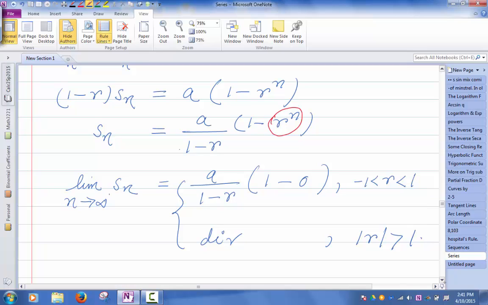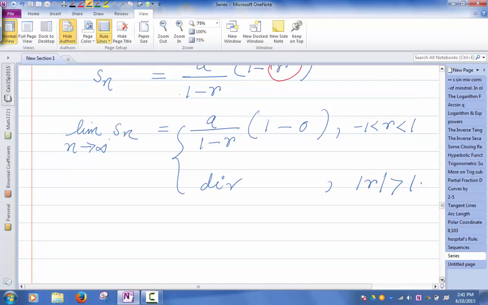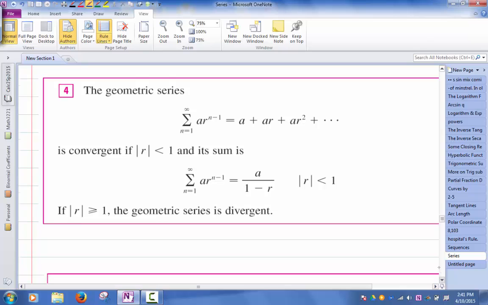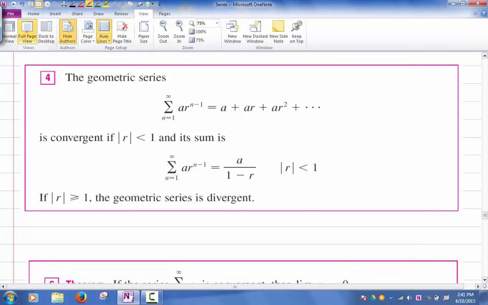So let me recap everything that we did in a table. The geometric series, summation n going from 1 to infinity of ar to the n minus 1, which is a plus ar plus ar squared plus dot dot dot, and so on.